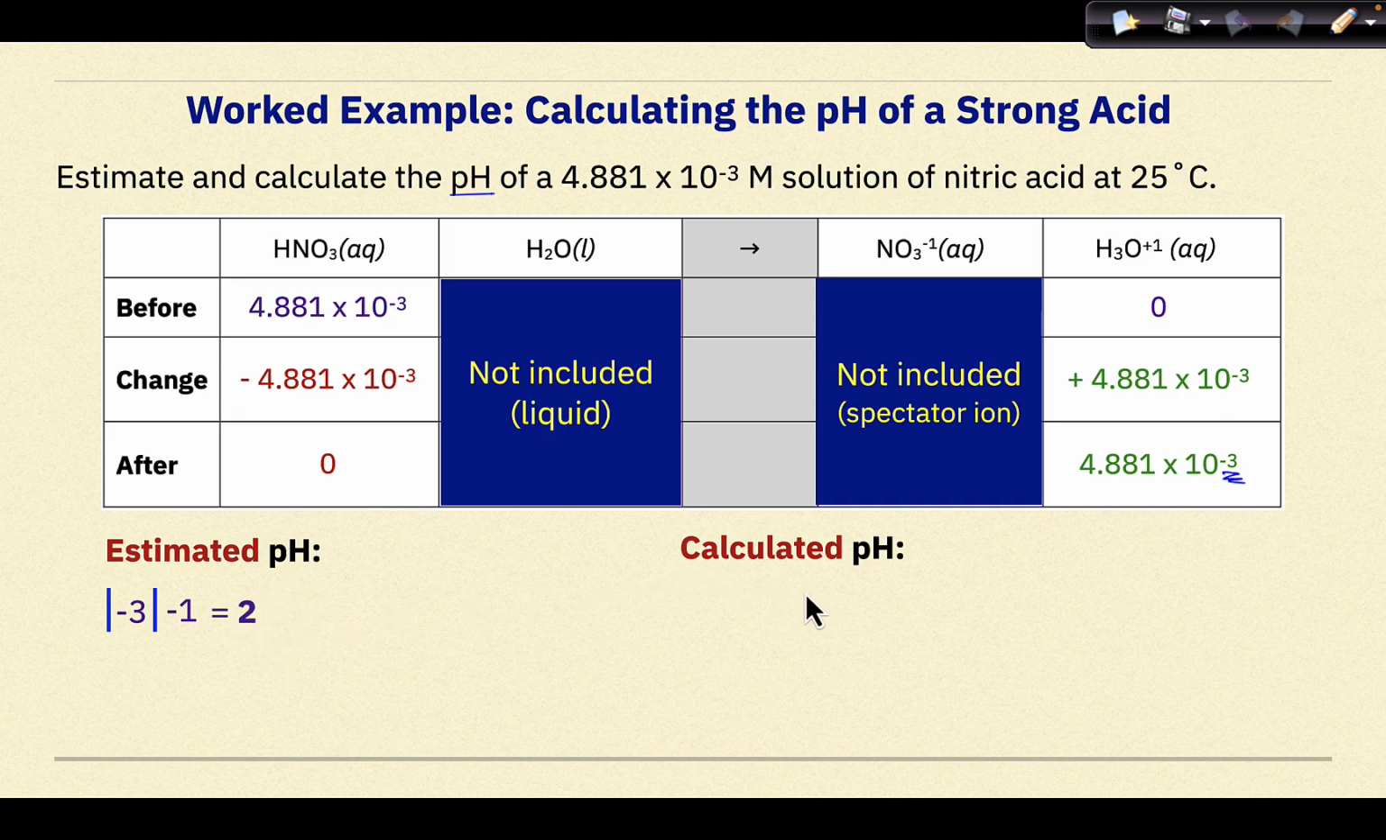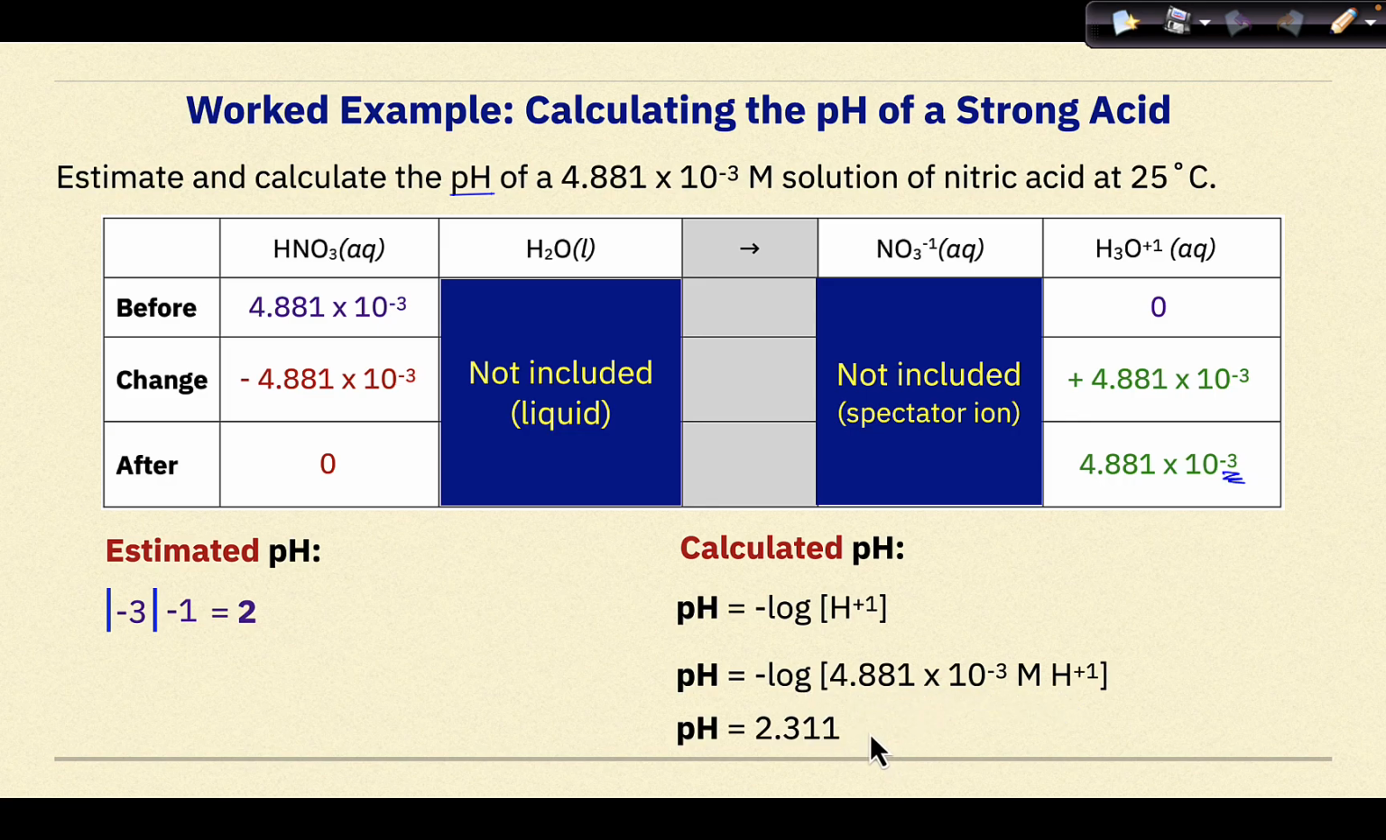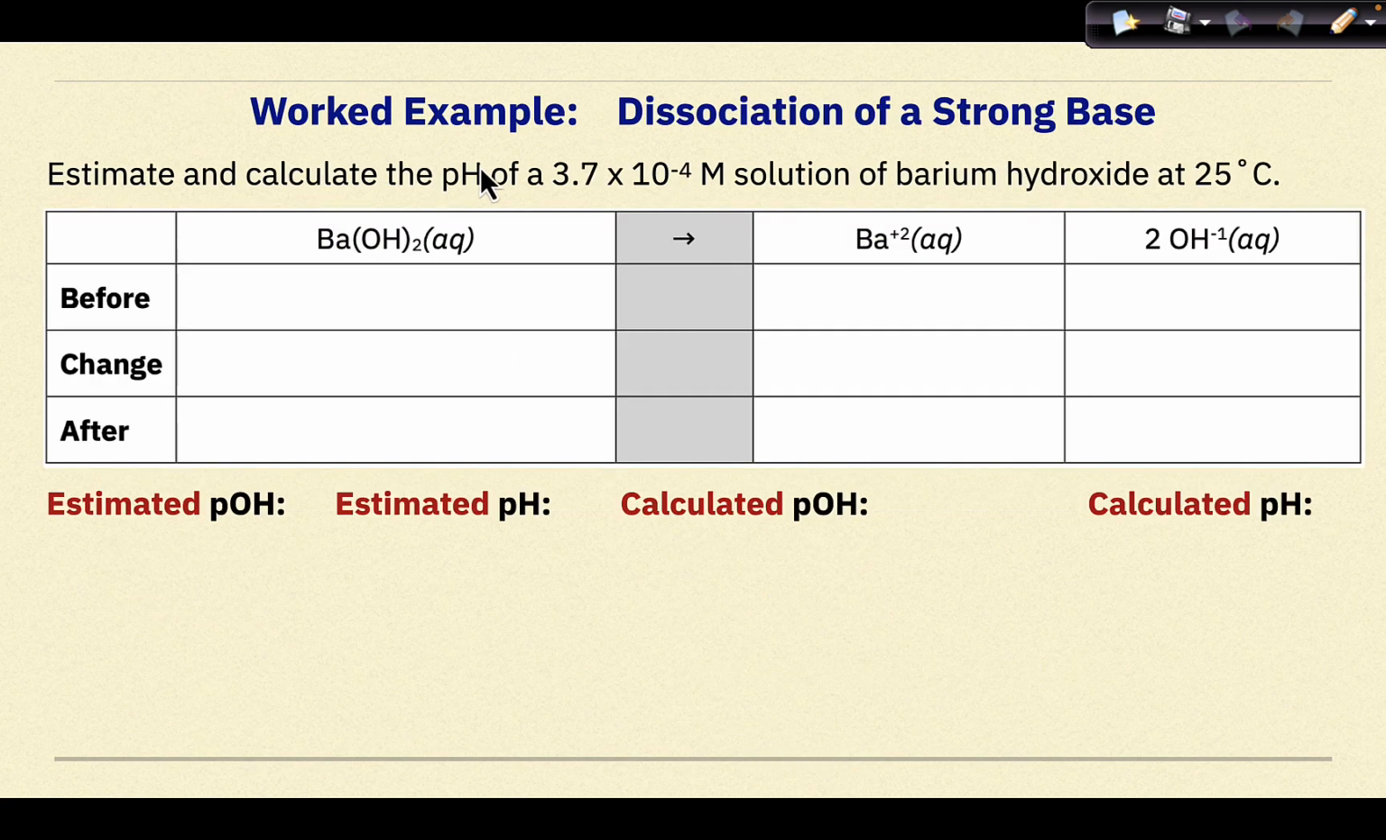If we were to do the calculated pH, we'd use the formula pH is equal to the negative log of the hydrogen ion concentration. We'd substitute in our value, so pH is equal to the negative log of 4.881 times 10 to the negative 3 molarity. And then when we complete this calculation, we find our pH to be 2.311 to the correct number of significant figures. Let's do another worked example examining the dissociation of a strong base.